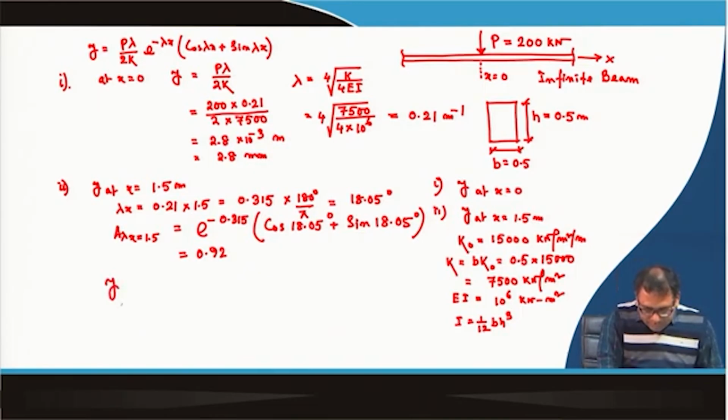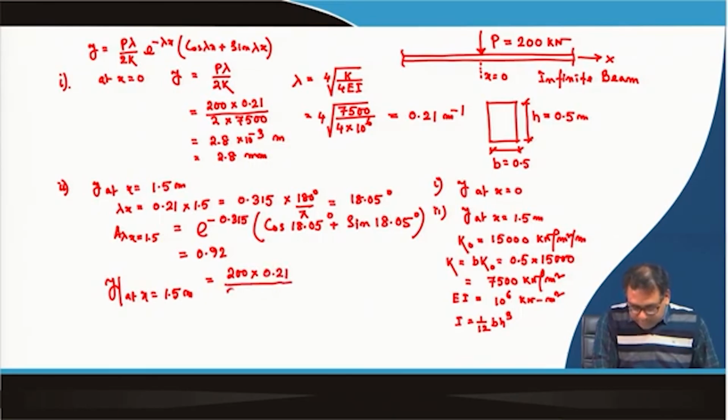So, y at x equal to 1.5 meter will be P lambda by 2k into this term. So, P is 20, lambda is 0.21 divided by 2 into 7500, then e to the power minus lambda x.